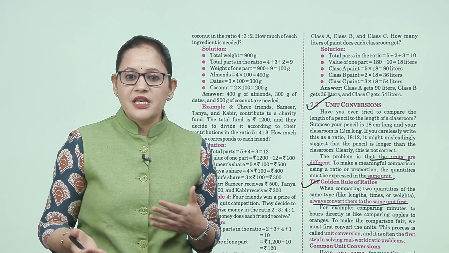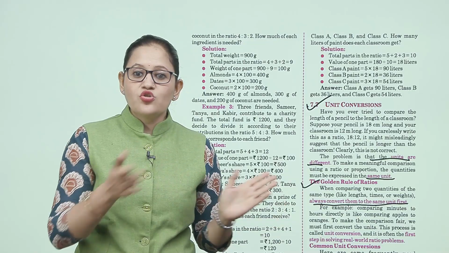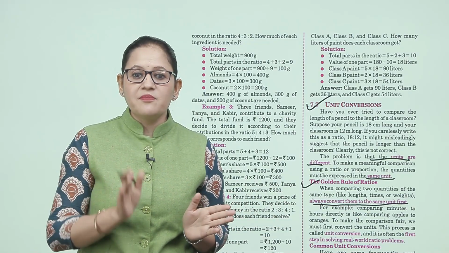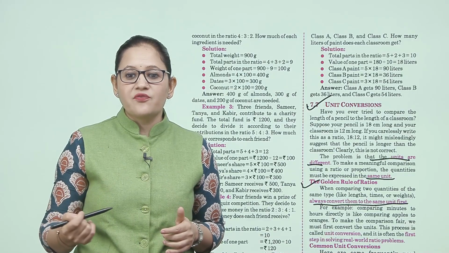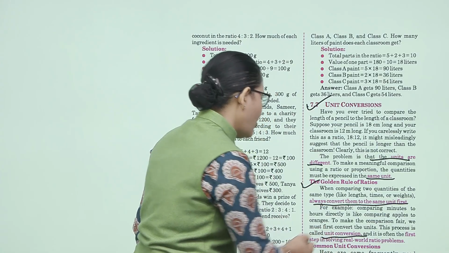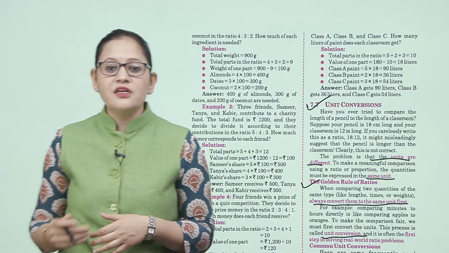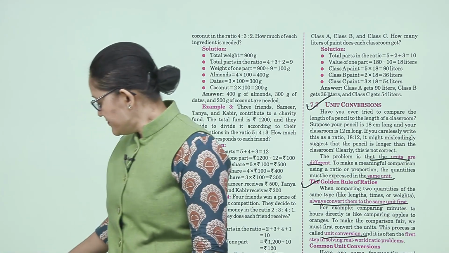For example, comparing minutes to hours directly is like comparing apples to oranges. To make the comparison fair, we must first convert the unit. This process is called unit conversion, and often it is the first step in solving a real world ratio problem.